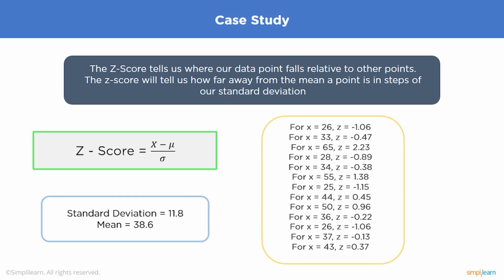The z-score of 65 is 2.23 times the standard deviation more than the mean. That means it has to be added to the mean. The reason that we know it's more than the mean is because this has a positive value. So this means that using z-scores, we can know where our data points fall relative to other points on the graph. The z-score will tell us how far away from the mean a point is in steps of our standard deviation.